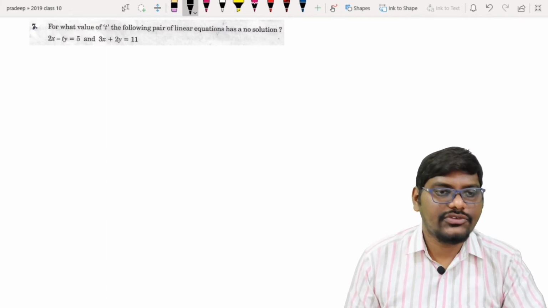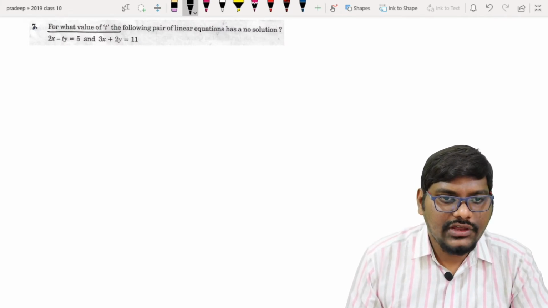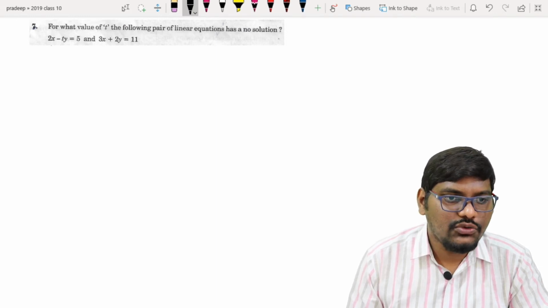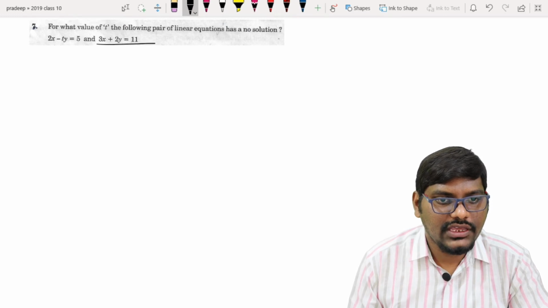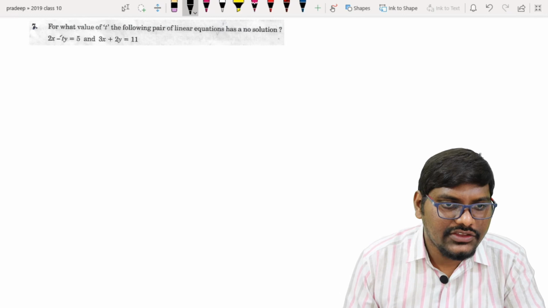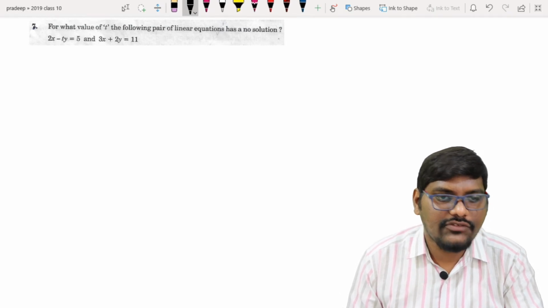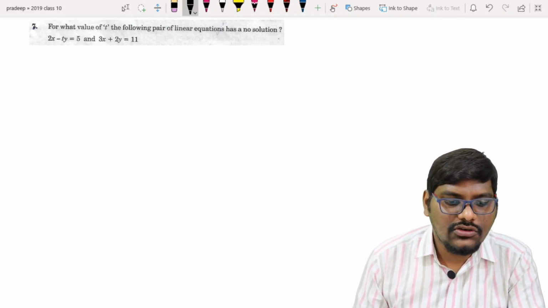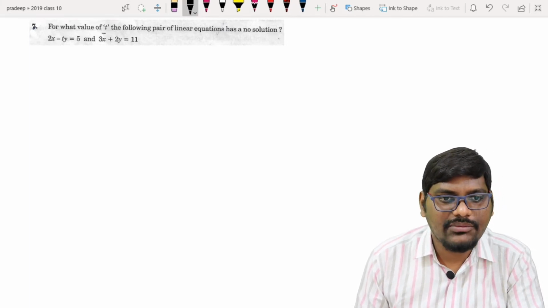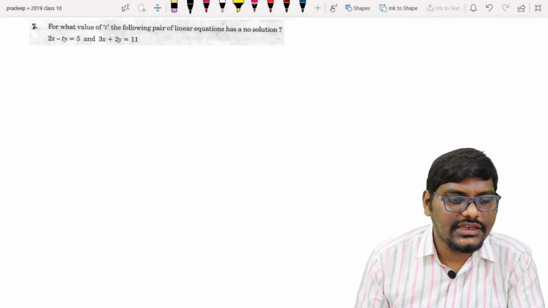So let's see question number 7. For what value of t does the following pair of linear equations have no solution? 2x minus ty equal to 5 and 3x plus 2y equal to 11. They are just asking us to find the value of t. Here is t, so we'll find the value of t. First we'll write the given. This is a linear equation, having power only 1, so these are linear equations.